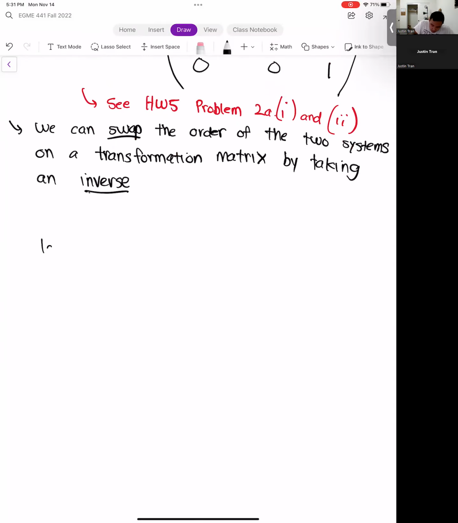Let's say that we have lab R TCS. If we take the inverse of this, the result is another transformation matrix, but it swaps the order of the two. So we have TCS up top, or on the left, and lab on the bottom.